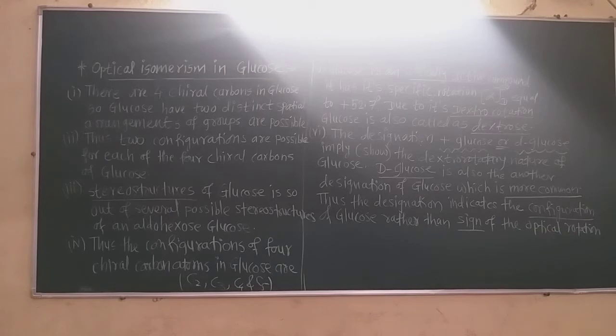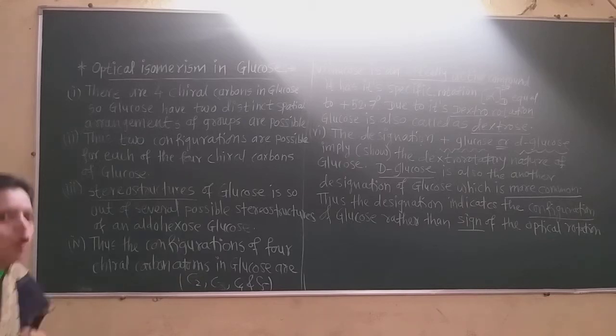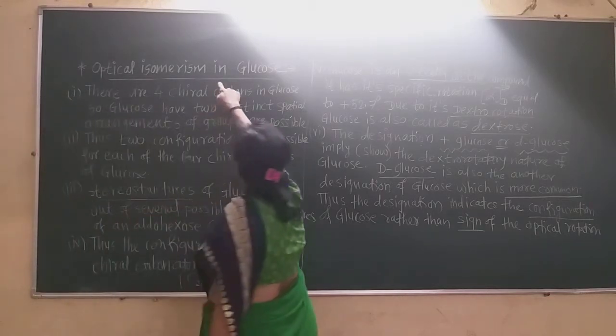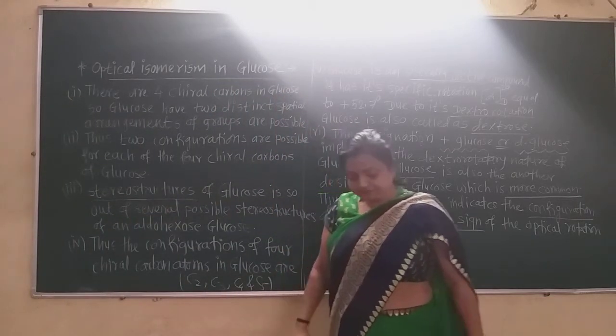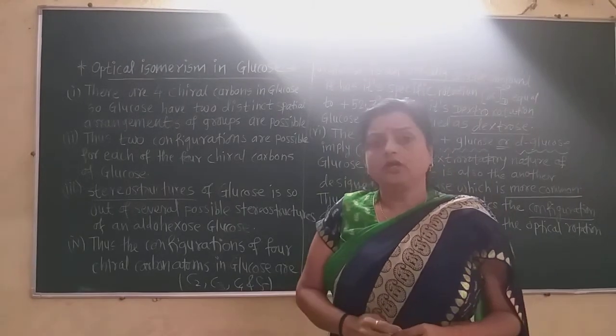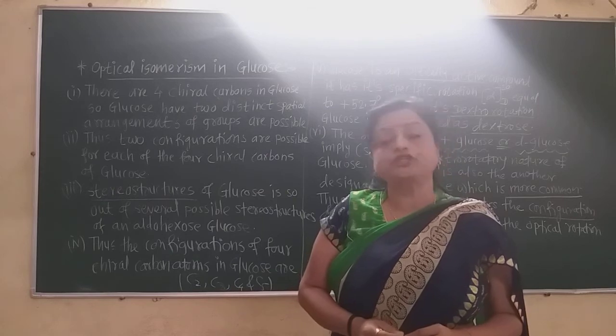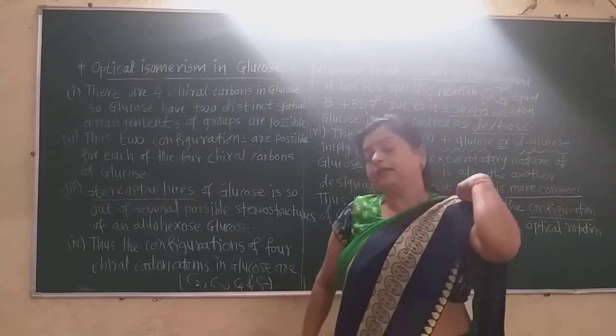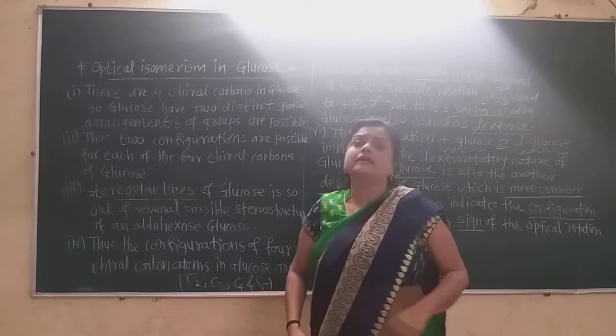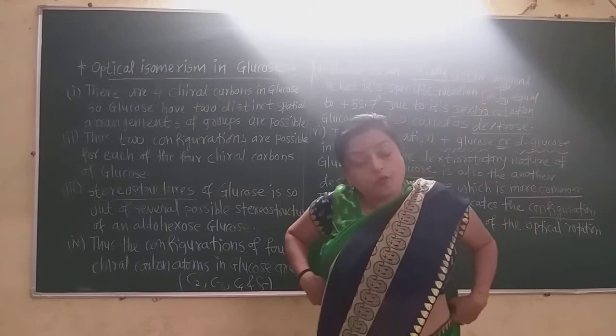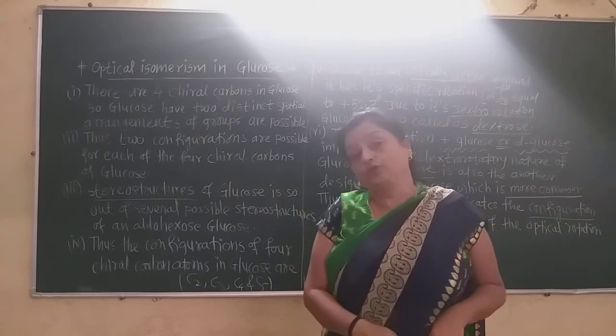Today we have to learn about the optical isomerism in glucose. Let us see how there is the optical isomerism in glucose. Now you know that there is optical isomerism in glucose because there is the chiral carbon. There are 4 chiral carbon atoms in glucose.